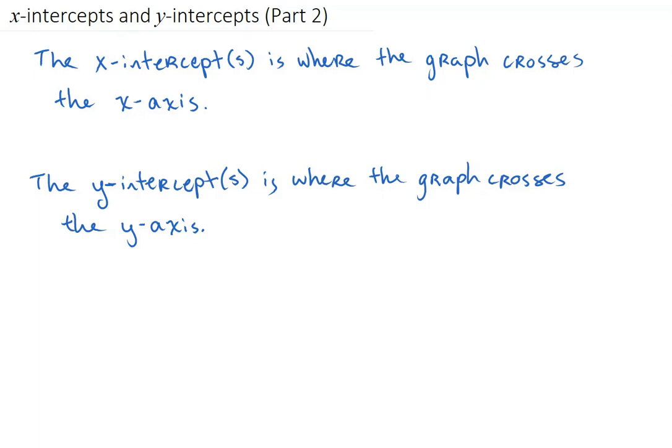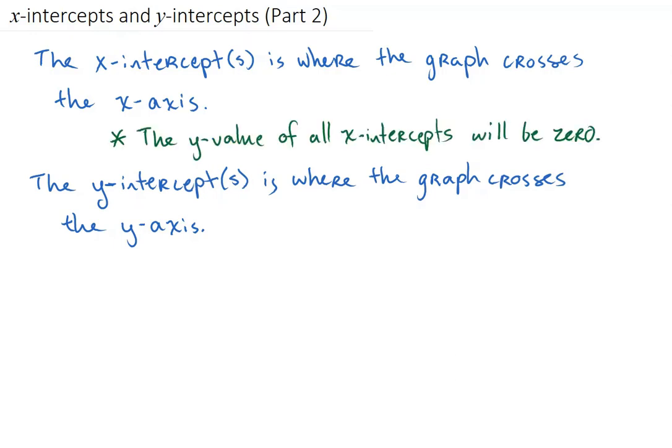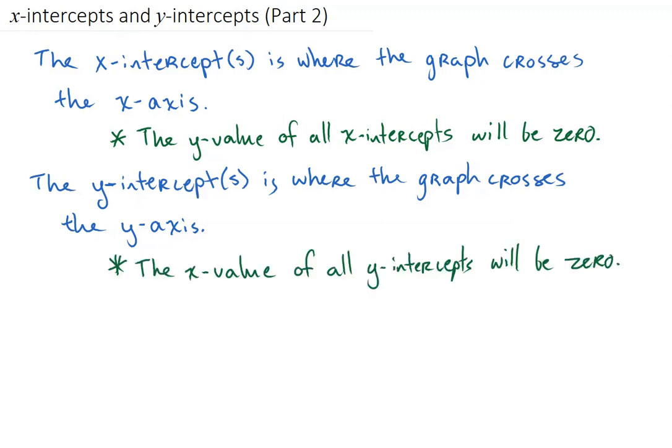The other thing we saw is that when you have an x-intercept, that means it's on the x-axis, which forces the y value to be 0. So the y value of all x-intercepts will be 0. Similarly, using the same logic, if a point's on the y-axis, that's going to force the x value of that ordered pair to be 0. So the x value of all y-intercepts will be 0.